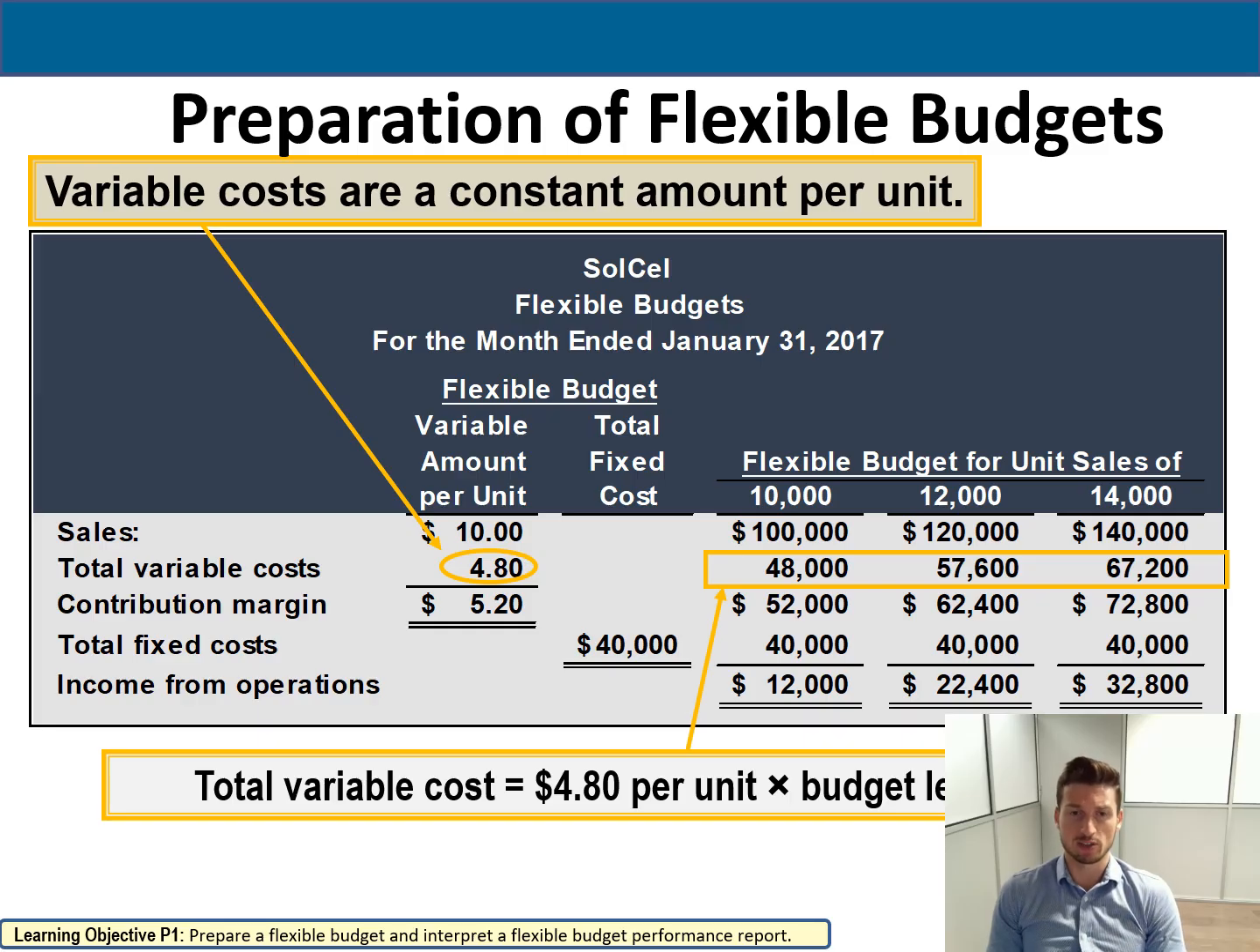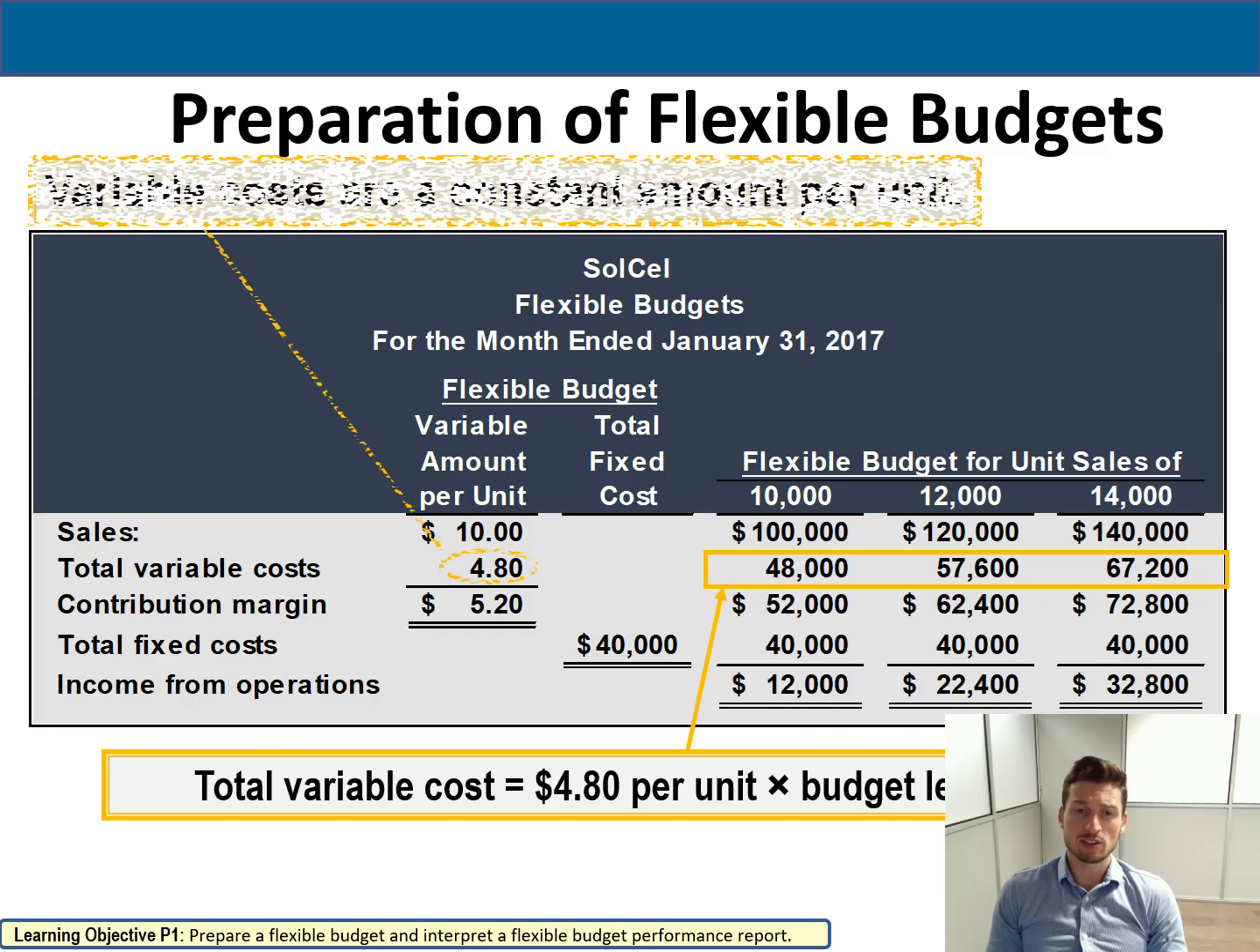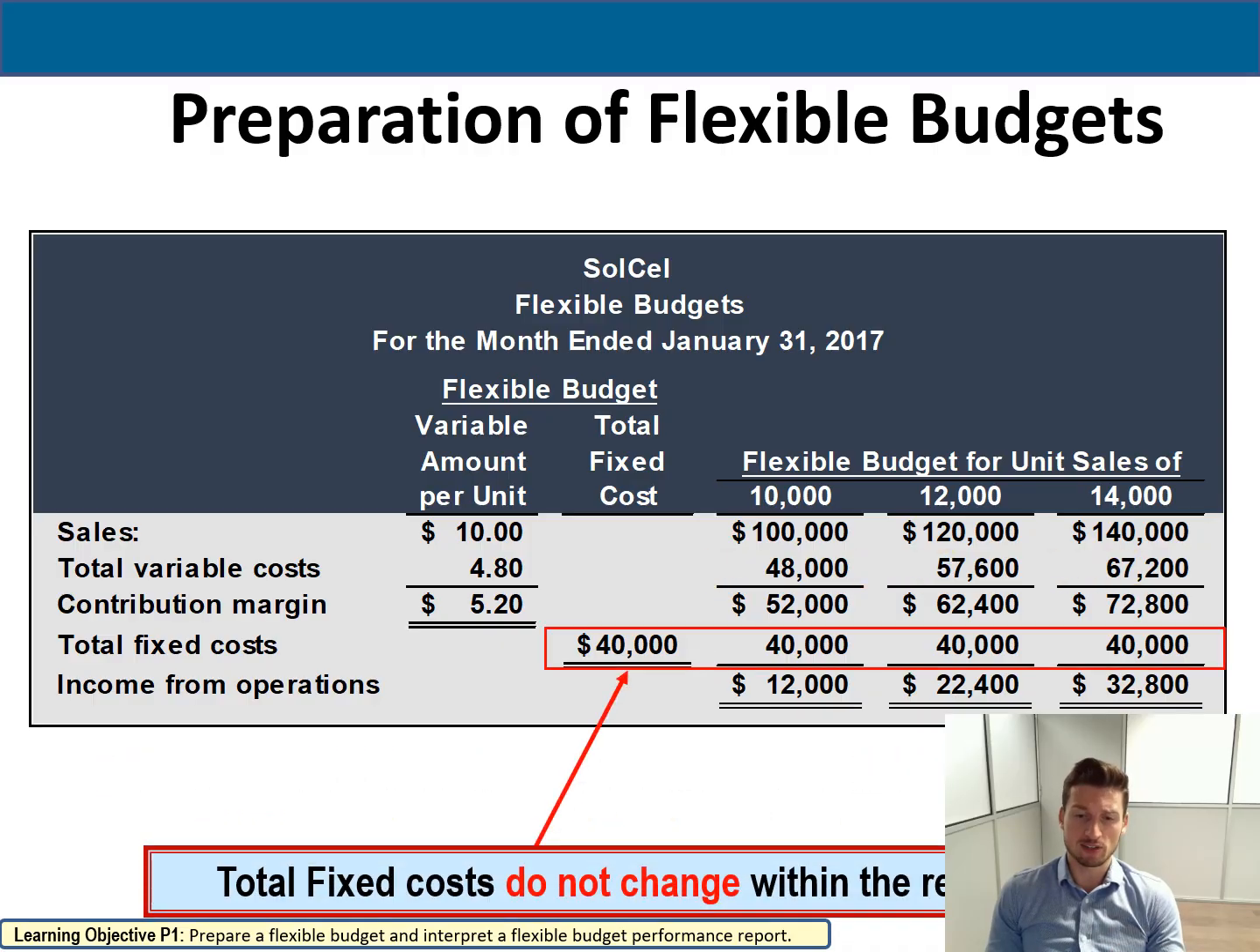So what do we have here in the flexible budget? First of all, we have a flexible budget because this information is flexible, and this information is based on 3 different activity levels. So we have sales, we have the variable amount per unit, which means that $10 is a predicted sales price. And what happens if I sell 10,000, 12,000, or 14,000? If I sell 10,000, I multiply 10,000 by 10. It's going to be 100,000.